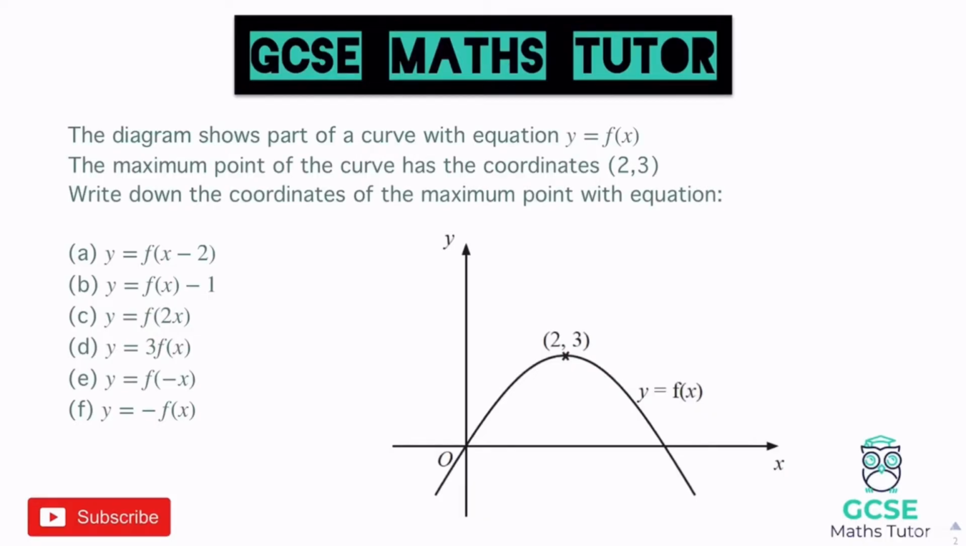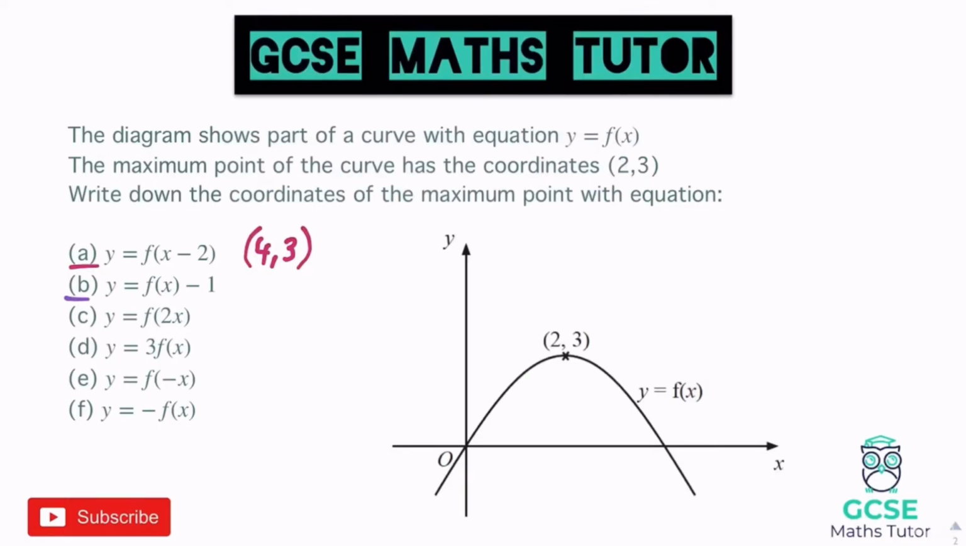So for part A, it says f of x minus 2. So that's inside the bracket, so it affects the x coordinate, and it does the opposite of what we'd expect. So it doesn't subtract 2, it adds 2. Okay, so it just does the opposite. So the x coordinate being 2 there, we would add 2 to the x coordinate and that would make it 4. And the y coordinate's not going to change, so that would stay as 3. Okay, so that's the opposite of what we'd expect, and we add 2 to the x coordinate.